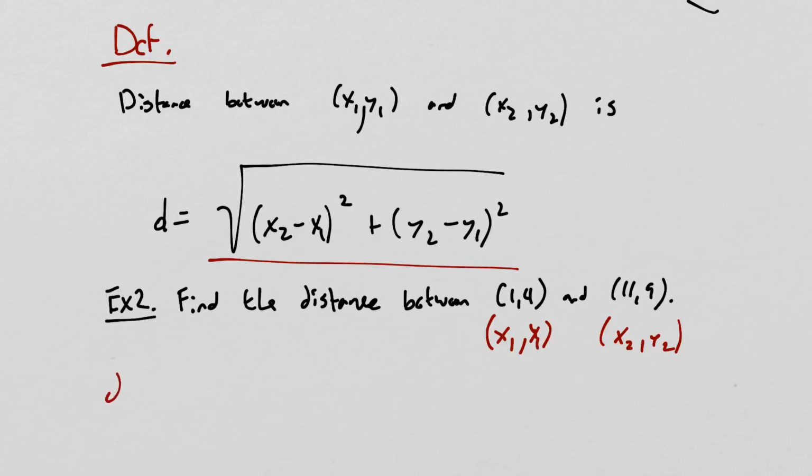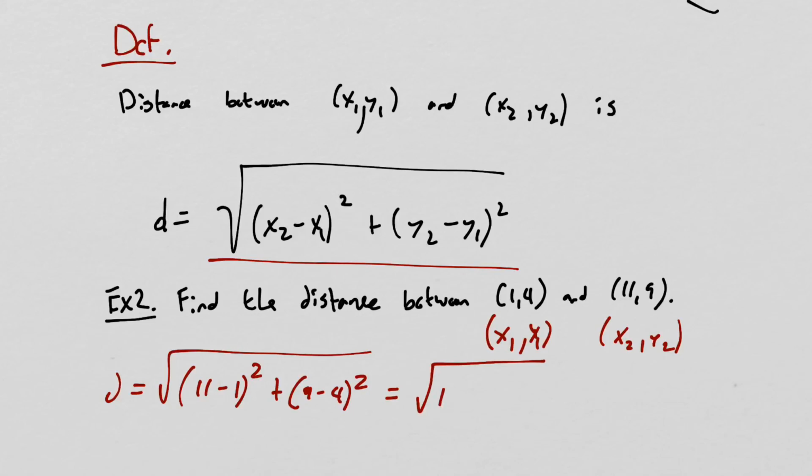And we're going to get then the distance is going to be equal to the square root of 11 minus 1 raised to the second power plus 9 minus 4 raised to the second power. Simplifying, we get 10 squared plus 5 squared, and this is going to be equal to the square root of 125. We can simplify this a little bit by noticing that this is the same thing as the square root of 25 times the square root of 5, which is equal to 5 times the square root of 5.